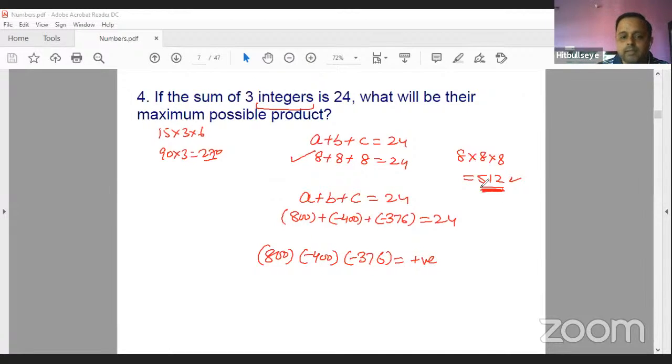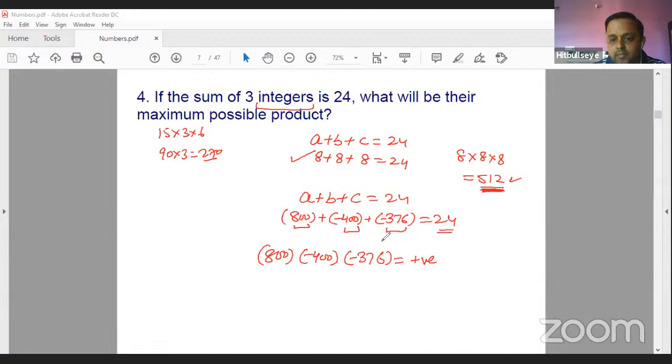Now this is one of the examples. You can take this 800 as 8,000, 8 lakh, 8 crore, or 8 trillion. So you can take this number as large as you wish. You can take the corresponding two negative numbers in such a way that the sum of the three numbers becomes 24.